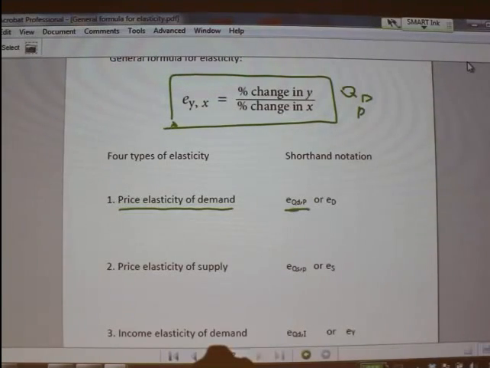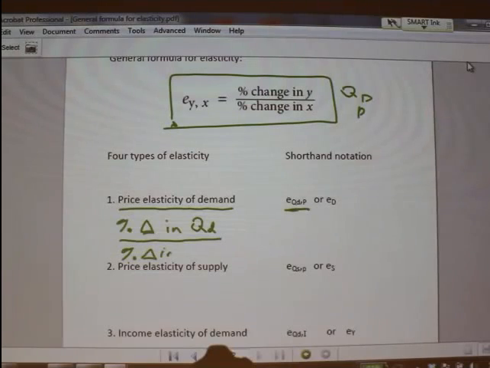So we have, for price elasticity of demand, percentage change. And this is, by the way, this triangle is a Greek delta, and we use it to denote change. So shorthand for change. So percentage change in quantity demanded over percentage change in price. So this is the price elasticity of demand. And this is probably the best notation to use because it corresponds with this.